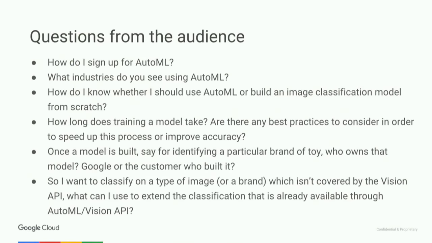We're on the last one on this slide. So I want to classify on a type of image or a brand which isn't covered by the Vision API. What can I use to extend the classification that is already available through AutoML/Vision API? I think you touched on that a little bit. I touched on that a little bit earlier, but I'll go back into it.